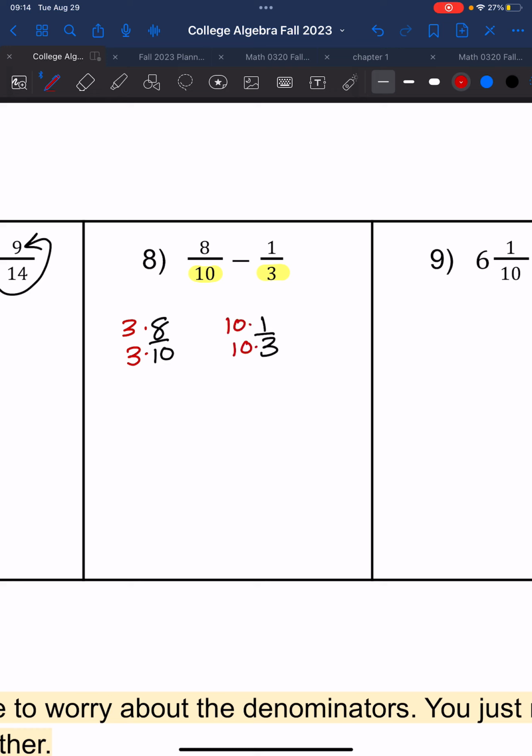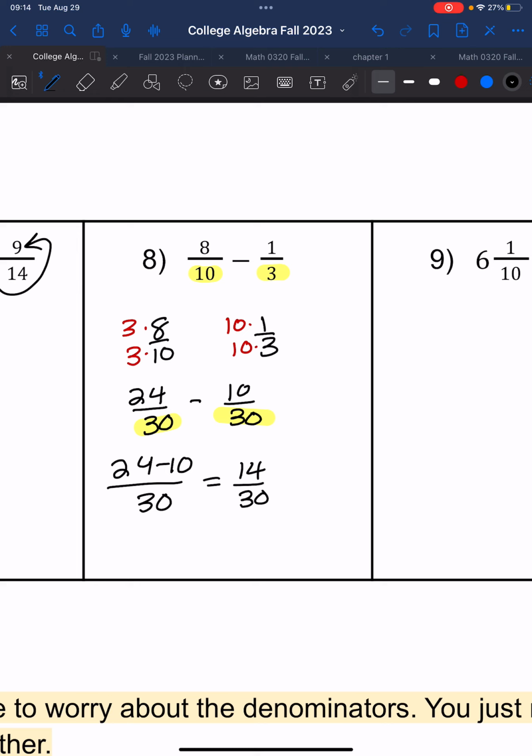When I do that, I get 24 over 30 minus 10 over 30. Now that I have a common denominator of 30, I'm just going to subtract my numerators. 24 minus 10 over 30 gives us 14 over 30, which can reduce to 7 over 15.